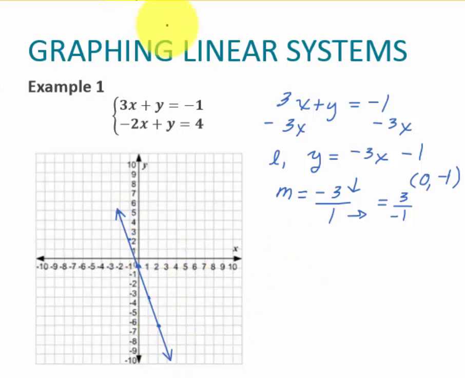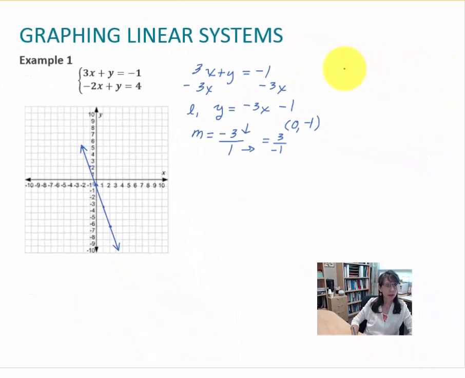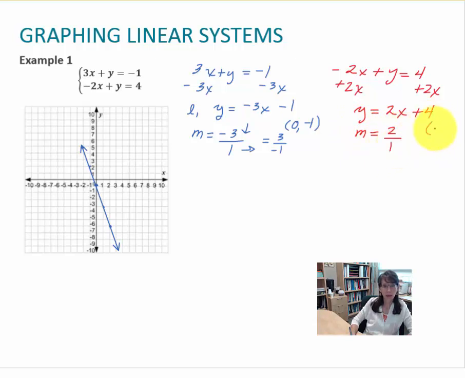And now we'll go to line 2. We had -2x plus y equals 4. To isolate y, it looks like we need to add 2x to both sides of the equation to get y equals 2x plus 4. This time my slope is +2, so we'll write that as 2 over 1, so we have a rise and a run, and the y-intercept is 0, 4.